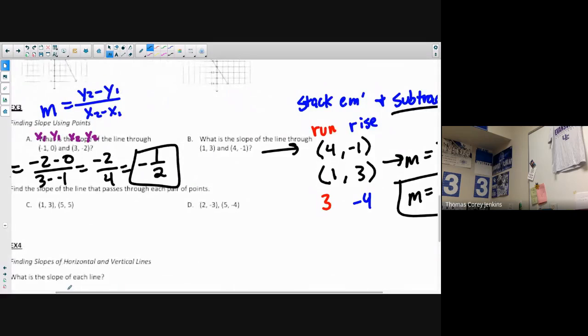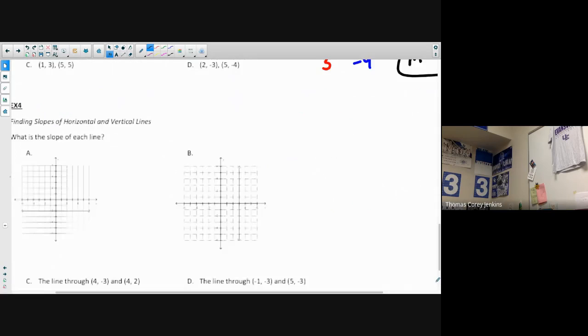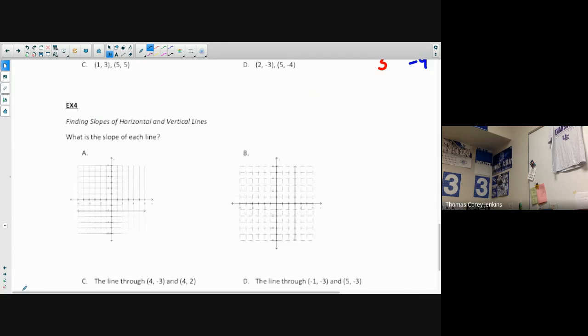I'm going to leave C and D for you guys to try. And again, feel free to ask about these when we're working on homework too. Mr. Jenkins, I tried C. I looked at your notes. Still didn't make sense. Can you talk about it? And then I'll ask you, are you using the slope formula? Or are you using stack them and subtract them? And I'll show it your way. I'm like Burger King over here. Have it your way.